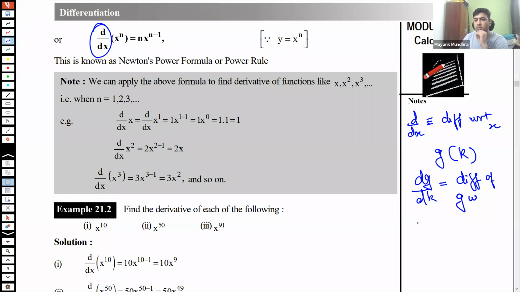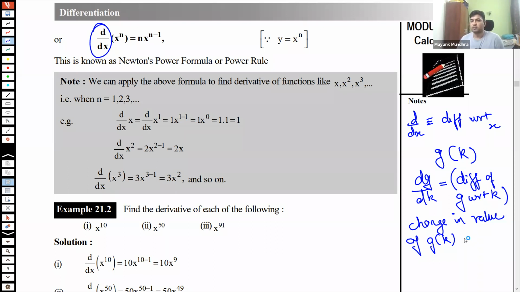What does that mean? It means the change in value of g of k. I'm using function g and variable k because f and x are too often used. I just want to say that it's not related to x. It's about variables. Variable could be a, variable could be x. Function's name could be g, it could be f, it could be anything.